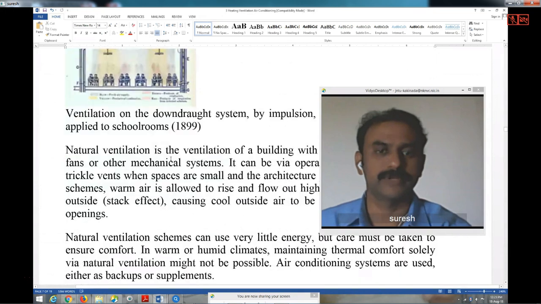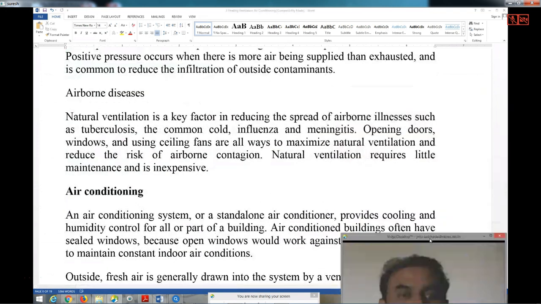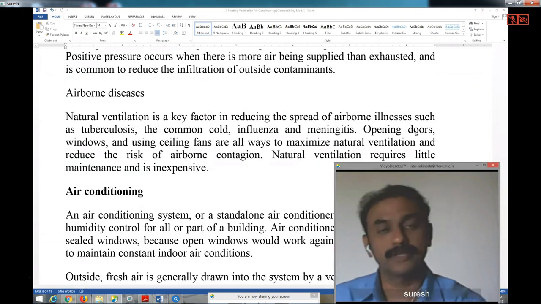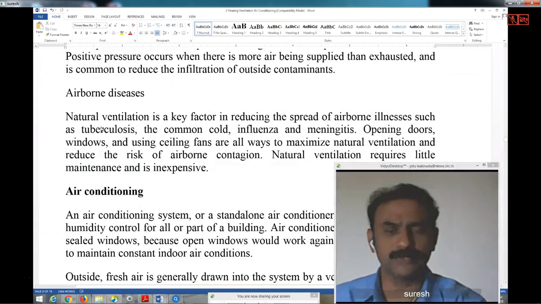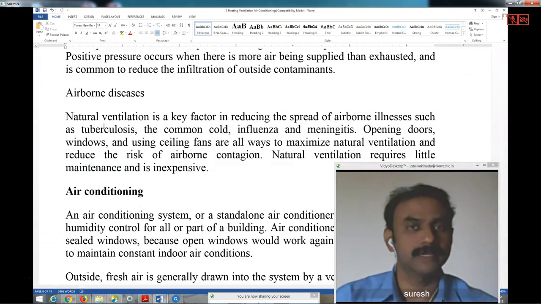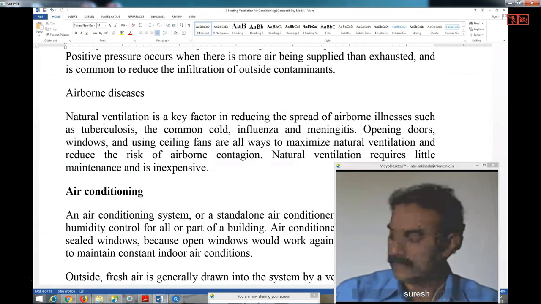Then coming to airborne diseases, natural ventilation is a key factor in reducing some kinds of health hazards. Airborne illnesses such as tuberculosis, the common cold, influenza, and meningitis. These are some problems that are associated if there is accumulation of air or the humidity is more. Tuberculosis, generally we call it TB. If we do not have proper natural ventilation, then the person may likely get tuberculosis, or sometimes may get cold, flu, and it is going to lead to further disease development.